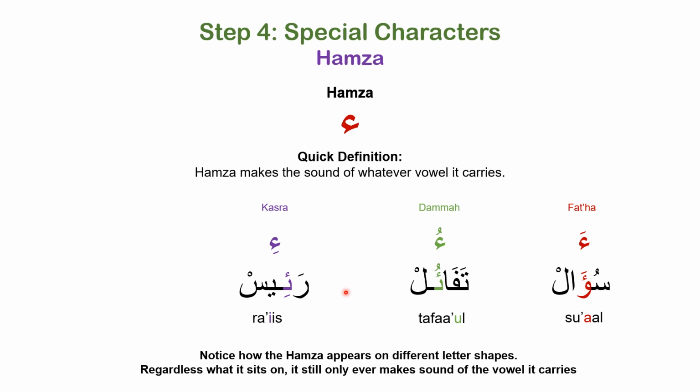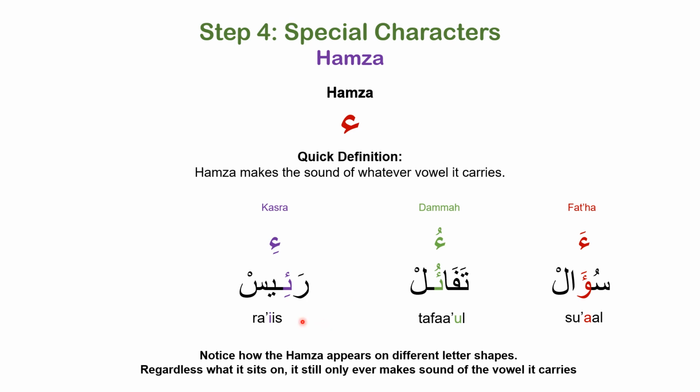And the same goes for kasra. Here the word is ra'is. So notice again, the Hamza is sitting on a different letter shape than the first one we looked at, the Fatha example where it was sitting on a waw. But that's irrelevant. We do not look at that. What we want to look at is what vowel the Hamza is carrying. It's carrying a kasra. And we know kasra makes I.